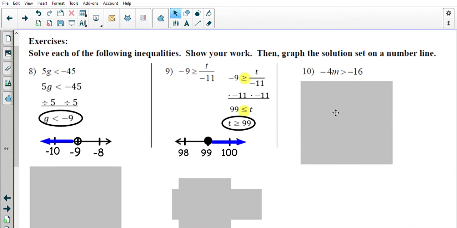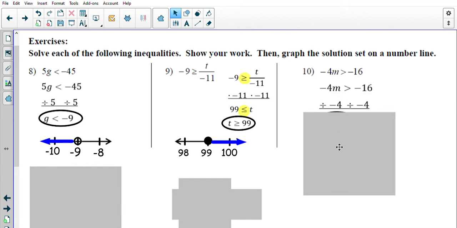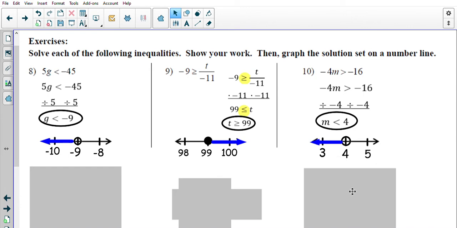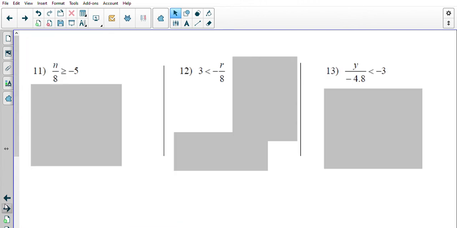Negative 4m is greater than negative 16. The inverse of multiplying by negative 4 is to divide by negative 4. I divided by a negative, so I have to flip the symbol around. It becomes m is less than 4. Negative 16 divided by negative 4 is positive 4. Open circle at 4, shade to the left since it's less than 4. All right, let's try a few more.